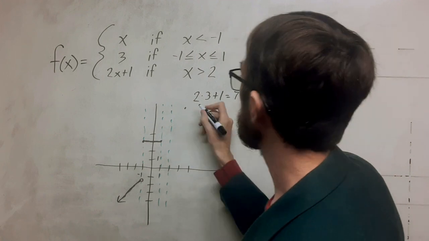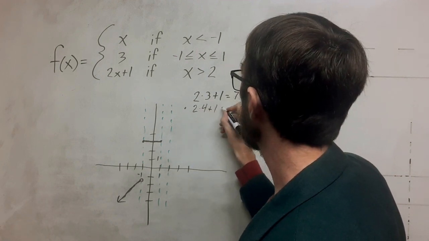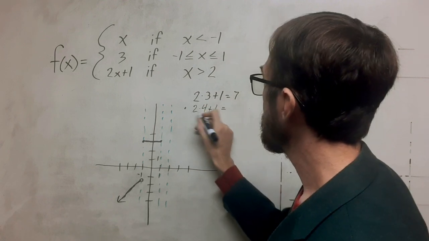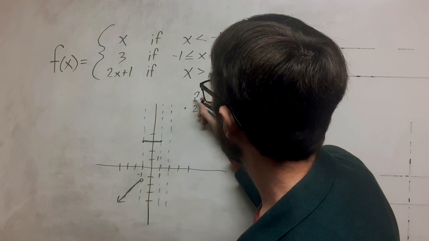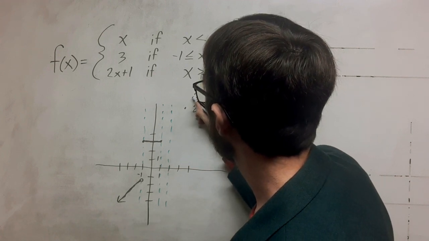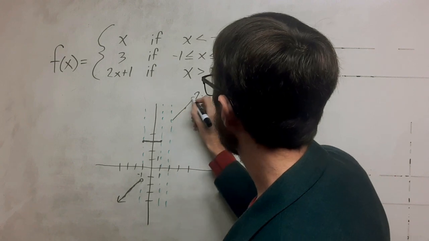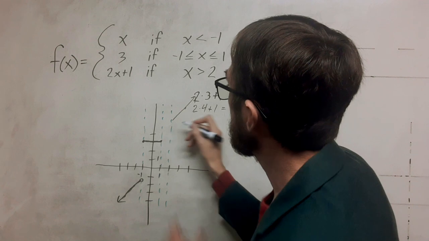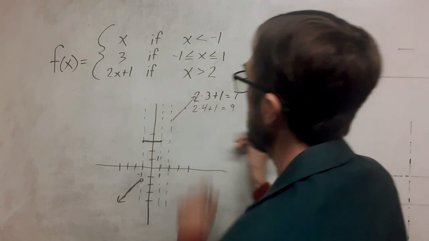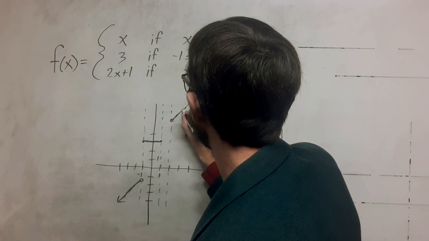I can choose 4 as well. So I'm going to do 2 times 4 plus 1. 2 times 4 is 8, plus 1 is 9. This will be an arrow moving up and to the right. And then as I come back to this barrier, this is not underlined, so this is going to be an open circle.